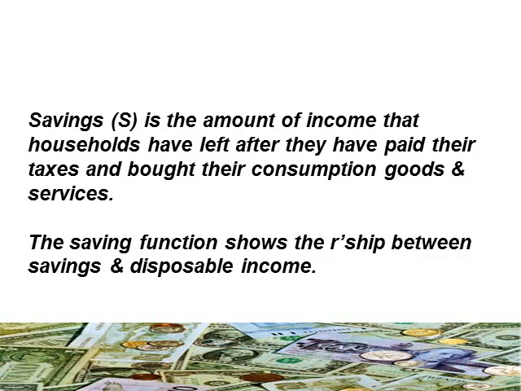Now, savings is the amount that's left over after you have spent. Take note, in this model, there are only two ways you can deal with your disposable income. Either you consume, that means you spend it, or you save it. There's no third way. Either you consume or you save. So what you don't consume, the remainder, becomes your savings.